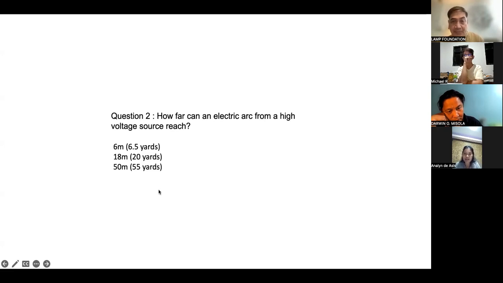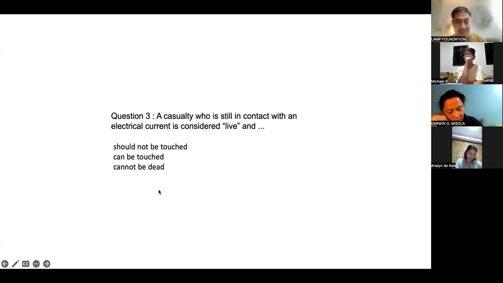50 meters. Ang layo naman yun. Ah, 18 meters. Sadali lang po. Tinahanap ko. Sadali. Parang nagulo ako.